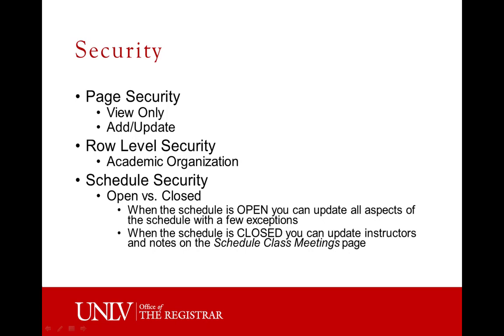The row level security gives you access to data on the page. It allows a security team to control who has access to different parts of the system. For scheduling, the row level security is what determines which courses you can see and manipulate in MyUNLV. So if you are scheduling for the English department but you're unable to see the English classes, there is a problem with your row level security.